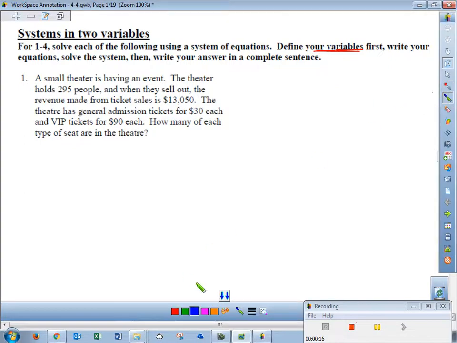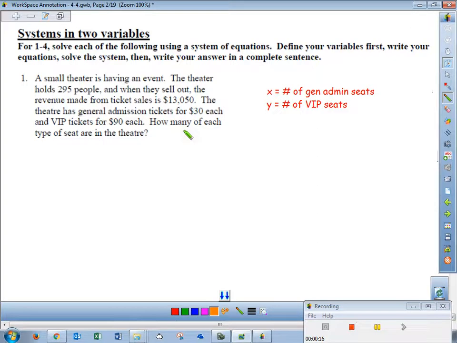So notice I just read the entire problem for a general overview, and then I want to check out the question. How many of each type of seat are in the theater? This is going to help us define our variables. According to this, don't they just have two different types of seats? So we're going to accurately define the variables.